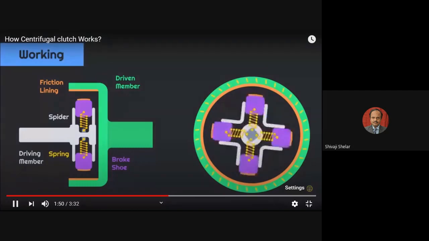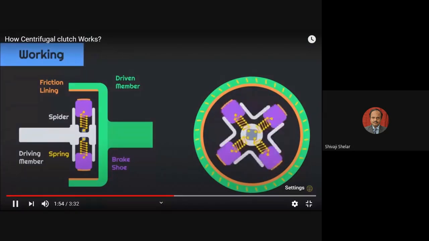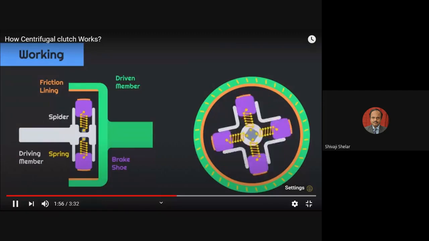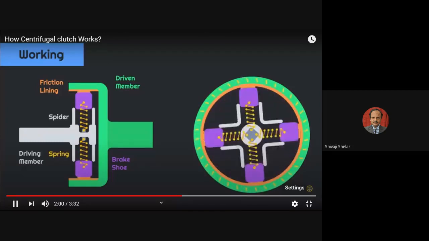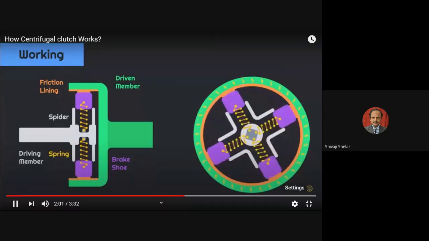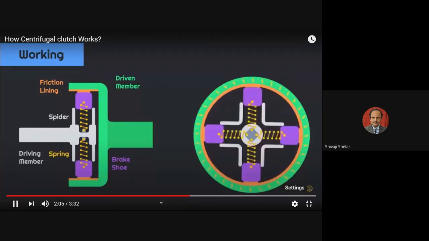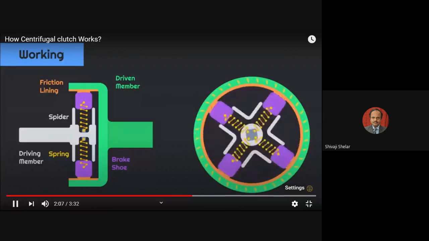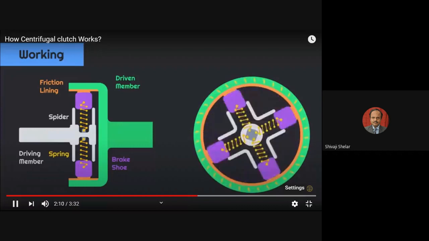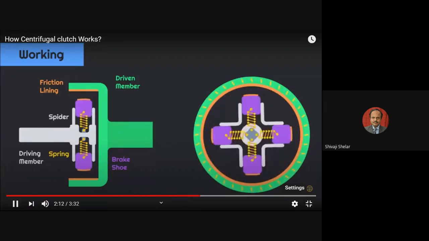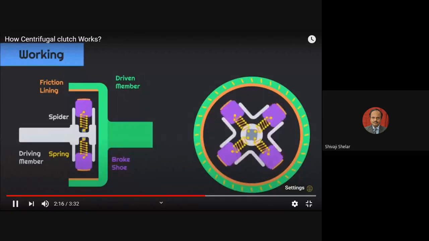Centrifugal clutch works on a very straightforward principle. Here, the driving member rotates with the movement of the engine crankshaft. When engine speed reaches the specified and designed RPM, it generates enough centrifugal force on the brake shoes. It pushes the shoes outward from the center, which results in connection of the brake shoes to the friction lining of the driven member. It generates friction and transmits the engine power.